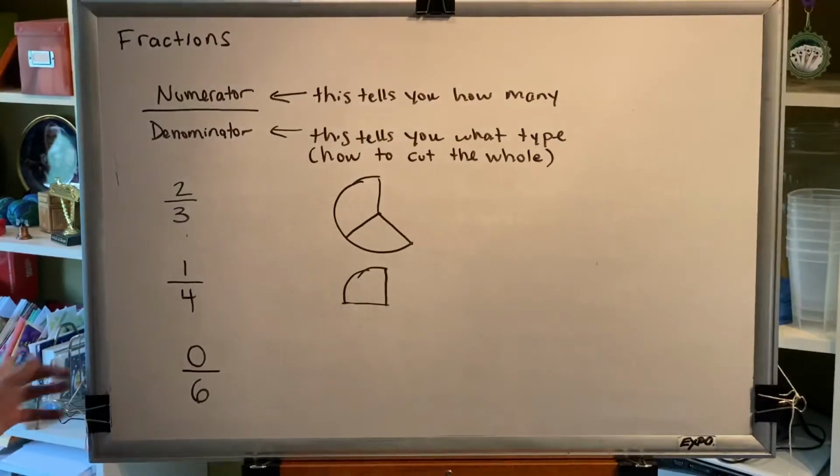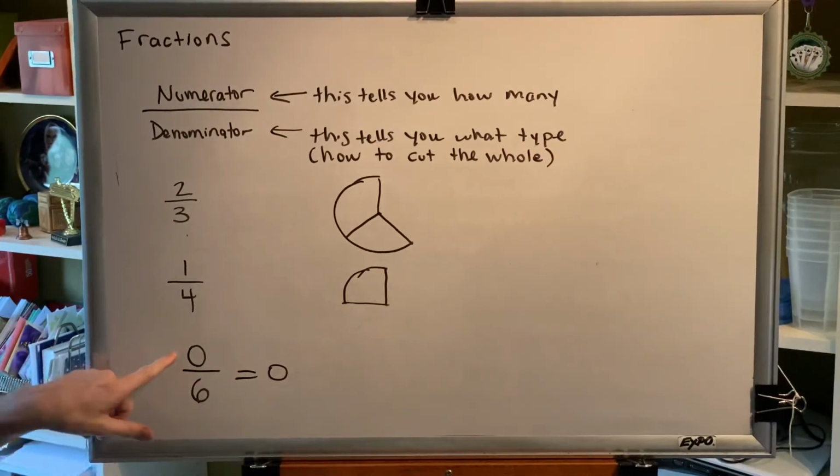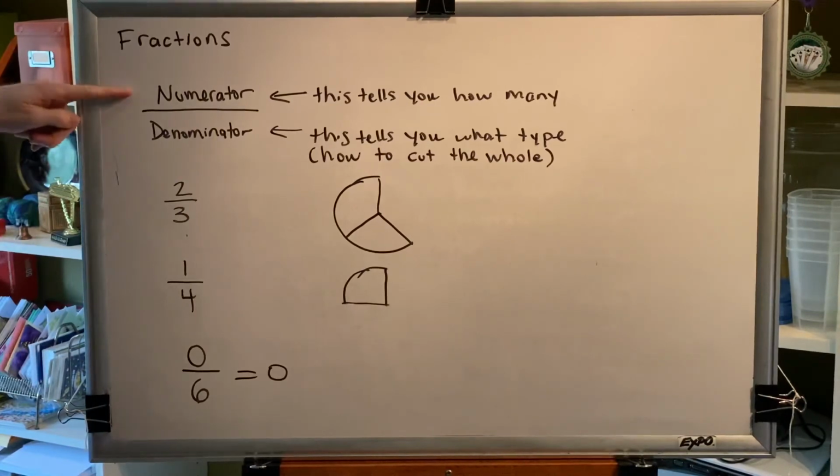So we learned an important lesson here. The only way that a fraction can ever equal 0 is if its numerator equals 0. And we remind ourselves that the numerator tells you how many of something you have, and the denominator tells you what type.